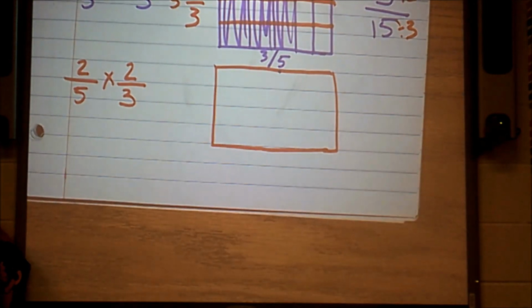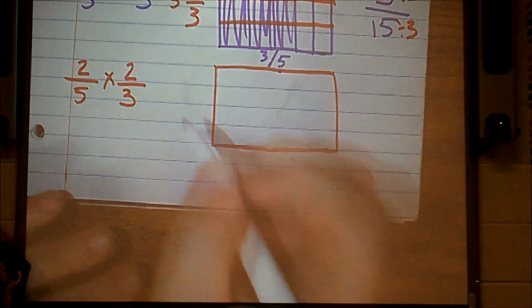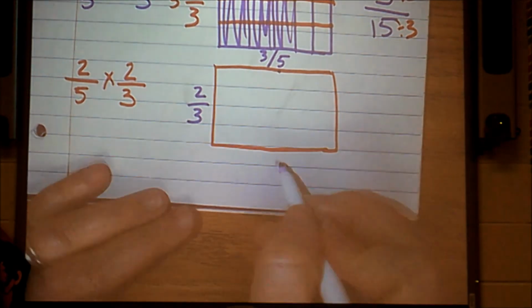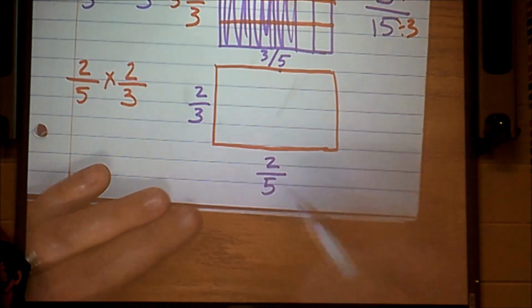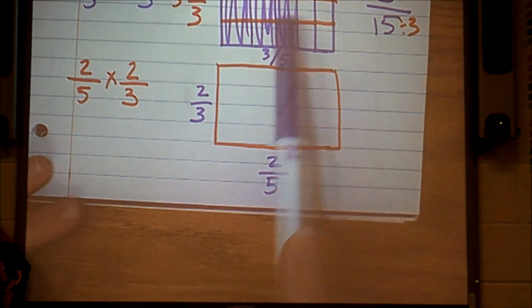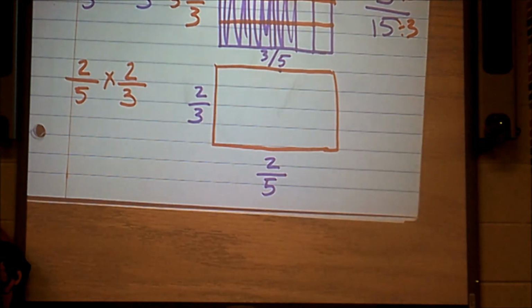Now I'd like you to try this last one on your own, but I'm going to help you set it up. I'd like your 2/3 to be here, and I'd like to see your 2/5 here. So you're going to cut 3 and then 5. Go ahead and try that now and see if you get my answer.